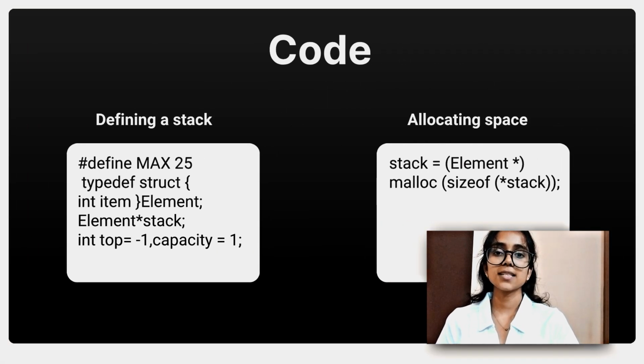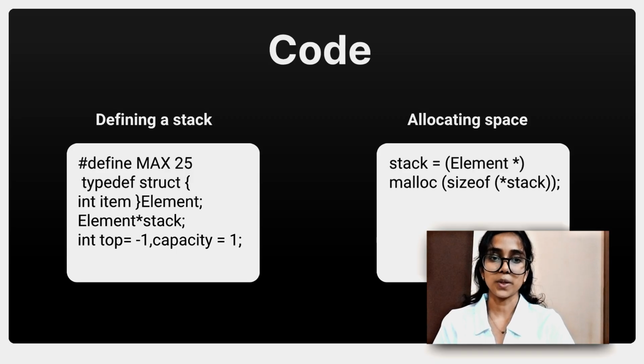Let us understand this dynamic array representation of the stack with the help of the code. First, defining a stack. We are defining the keyword max having the value 25. Then we are creating a structure having one data member, item, and the variable element. Then we are creating a pointer stack of type element. Then we are declaring two global variables, top as -1 and capacity as 1. Then we are allocating the space to the stack using the dynamic memory allocation keyword malloc.